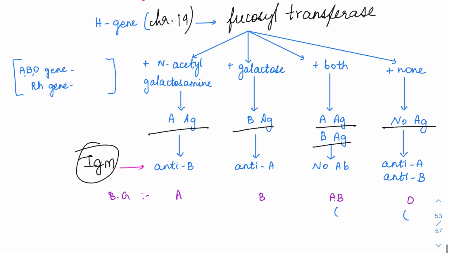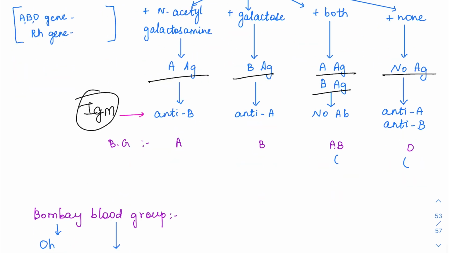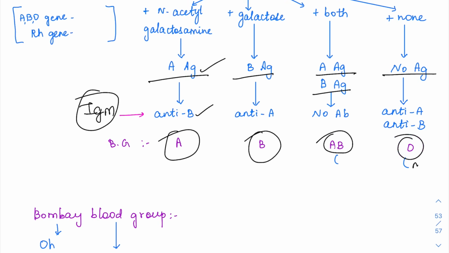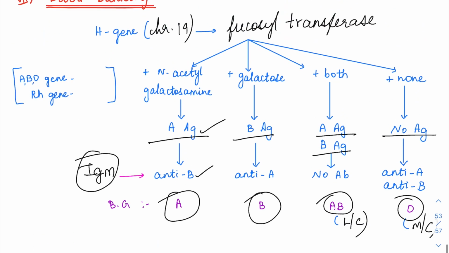So how do you determine the blood group according to this? If I have an A antigen and anti-B antibody, then I am going to have A blood group. If B antigen is present and anti-A antibody is there, it is B blood group. If you have both A and B antigen and no antibodies, it is going to be AB blood group. And if you have no antigens and you have both anti-A and anti-B antibodies, it is going to be O blood group. So this O blood group is going to be the most common blood group, while AB blood group is going to be the least common blood group.